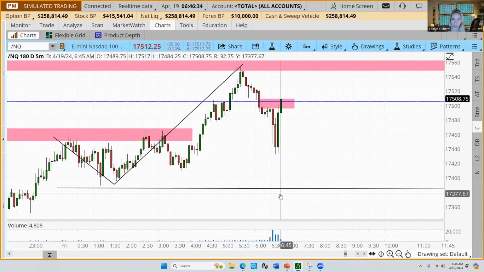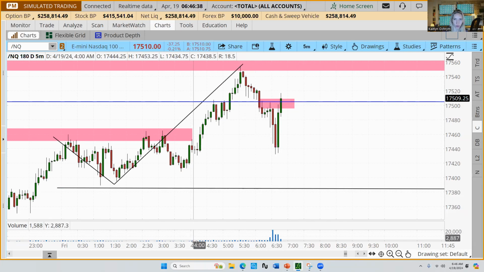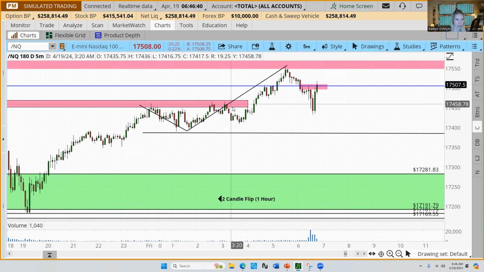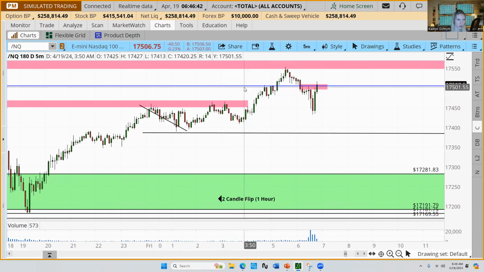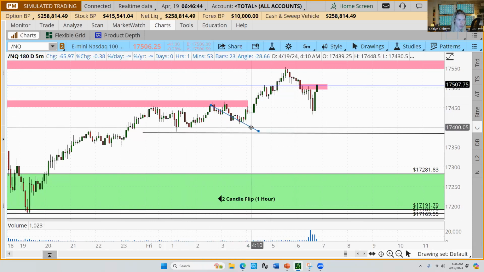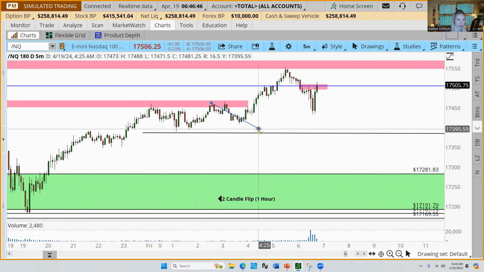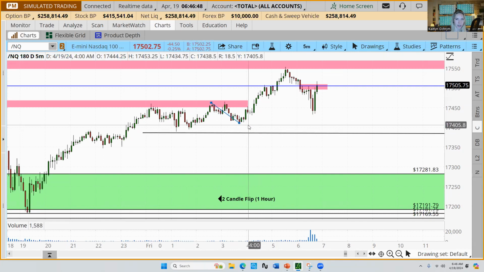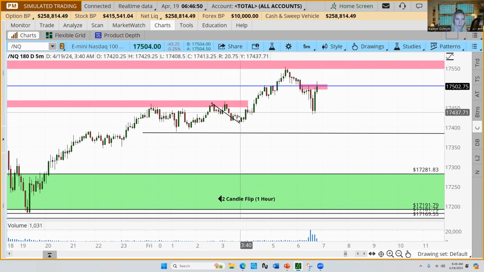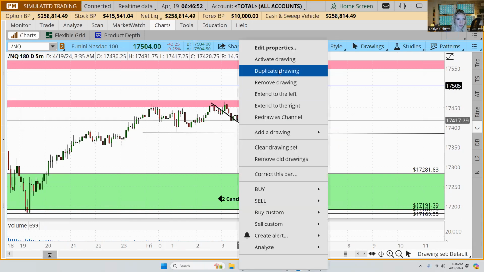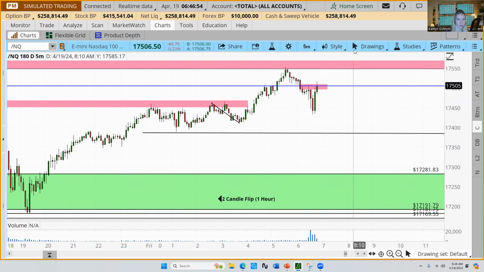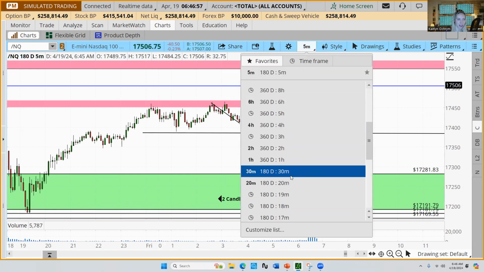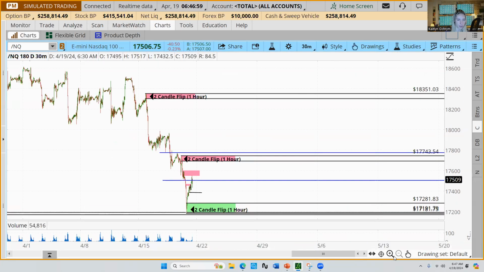Okay, hey Tom, why isn't the low that resulted in the breakout the controlling point? This one here, Tom? I almost drew it like that, thinking this one over here. Yeah, so good question. Let me go back out. What time frame are we on? Like 30 or 20 minute?